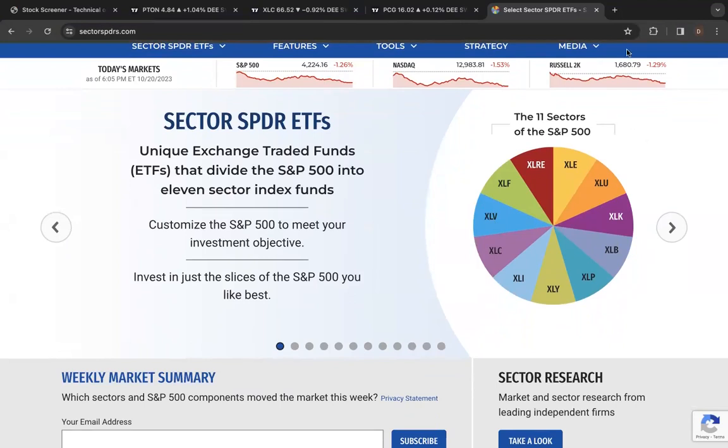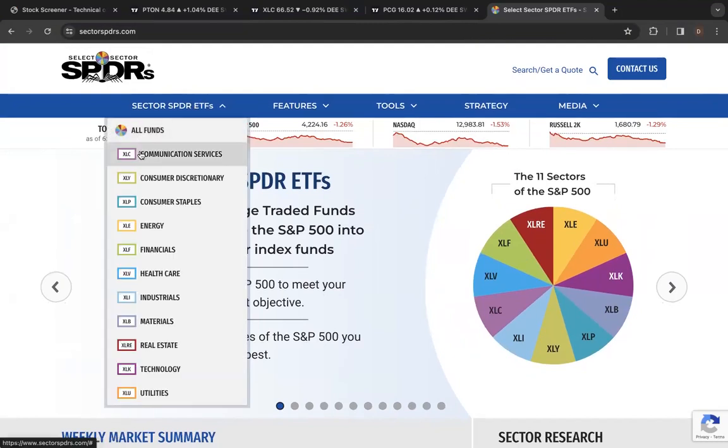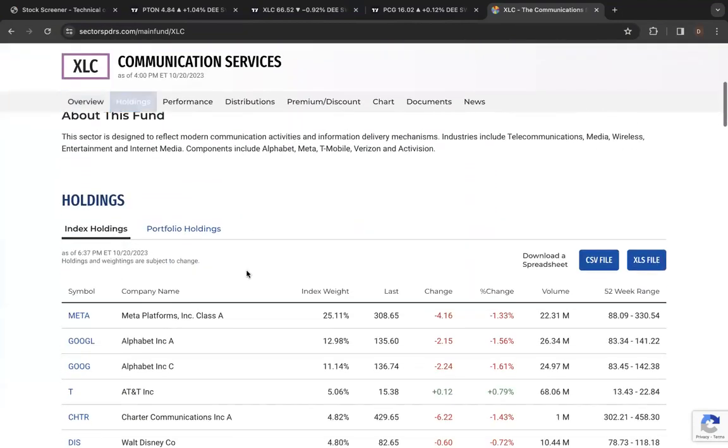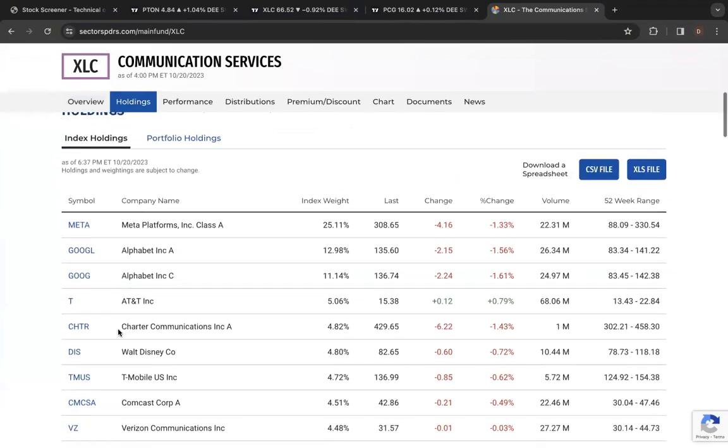What you can do is click a sector. You can go to the sector ETFs. And let's say I want to see what's in XLC. You can scroll down to holdings and it'll tell you the holdings within XLC or whatever sector you're looking at. You can look at it by index weight.